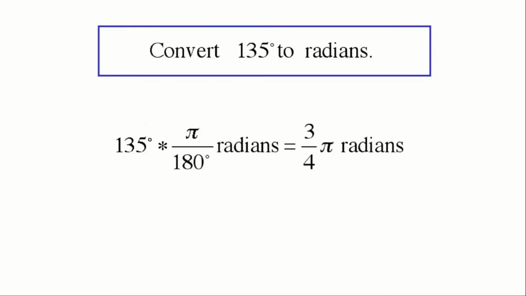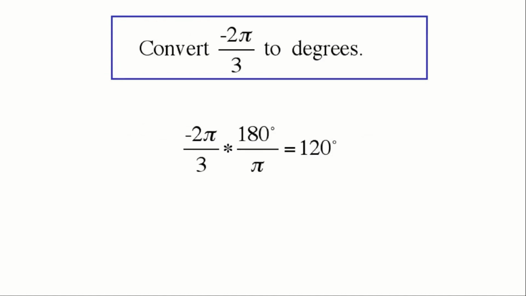So here is a small problem: convert 135 degrees into radians. We know that in order to convert degrees into radians, we multiply by π/180. So 135 × π/180. When we cancel by the factor 5, we get 3/4 π radians.